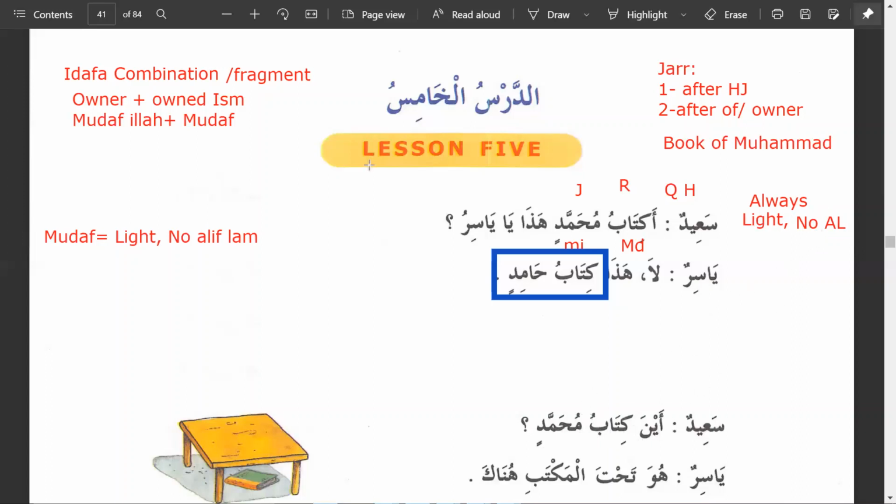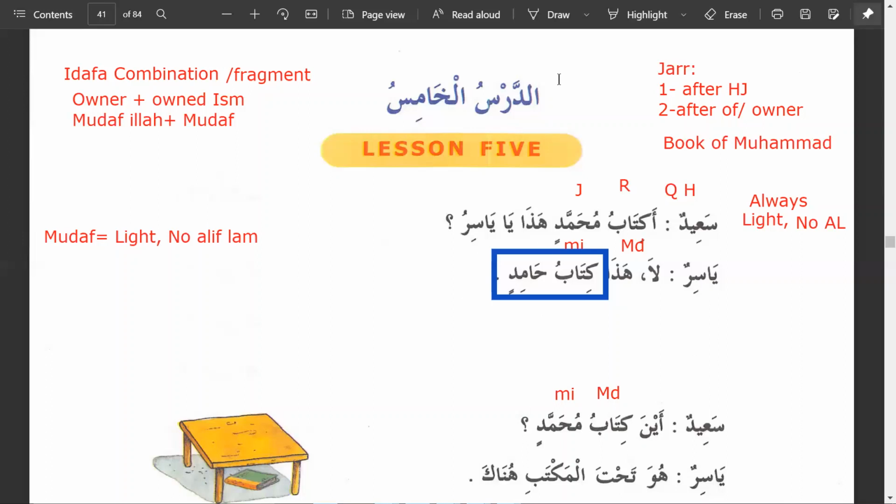It's a mudaf. Light, no alif lam is mudaf, and an ism in jar status may be light or heavy. The ism in jar status, mudaf ilayh, can be light or heavy, but the mudaf, the first one, can never be heavy and have alif lam. Okay, mashallah. So you learned, alhamdulillah.